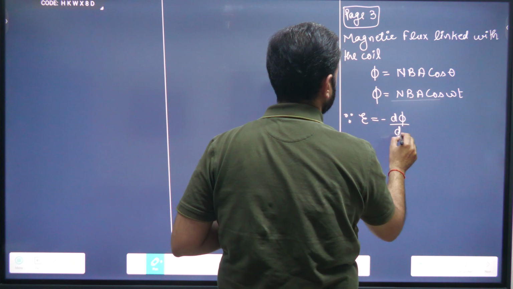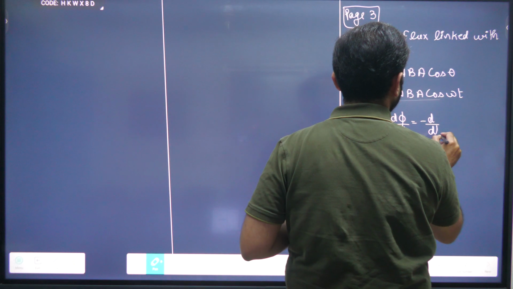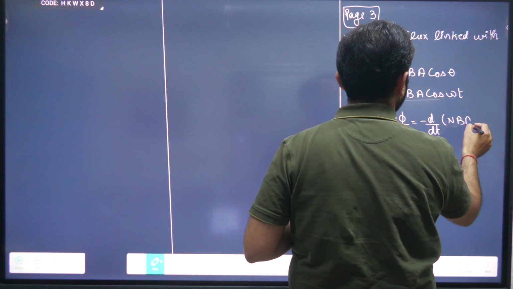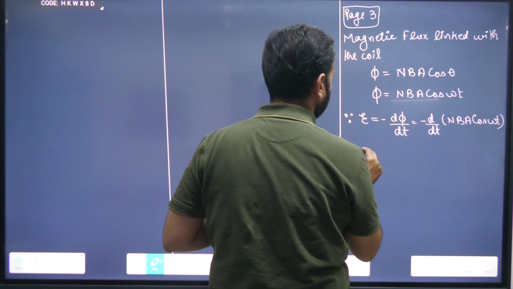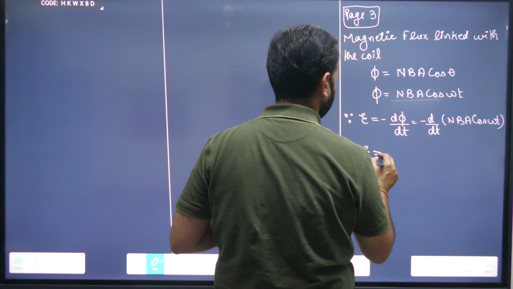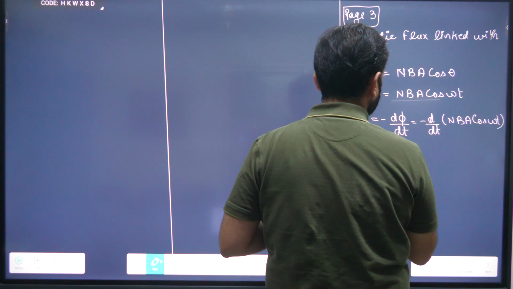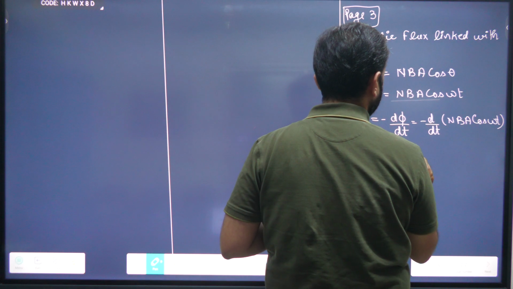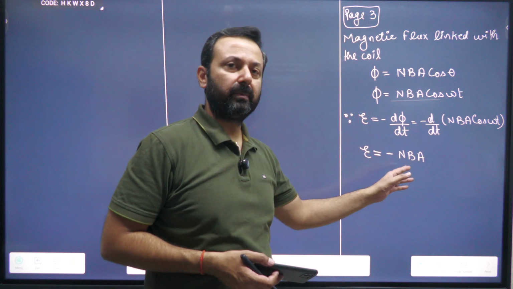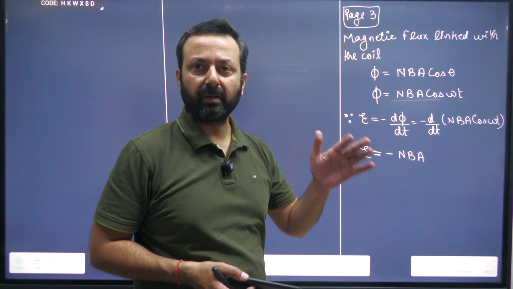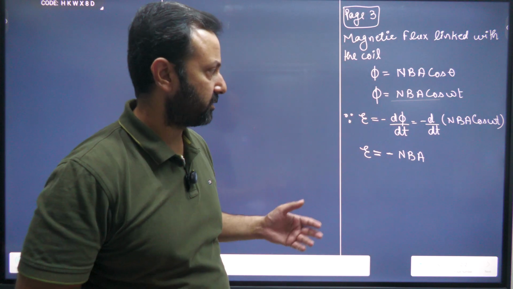Since E is equal to minus d phi by dt, which is equal to minus d by dt of NBA cos omega t. So E is equal to, minus sign is there, NBA is constant. Why? N is the total number of turns in the coil. Capital B is the magnetic field. As long as the magnet remains the same, the magnetic field will also be the same. Capital A is the area of the coil, so the area of the coil will also be the same.